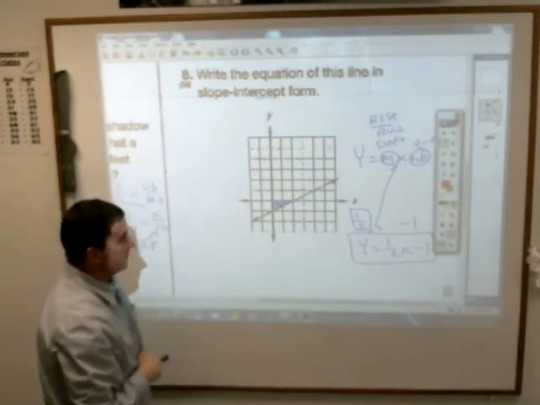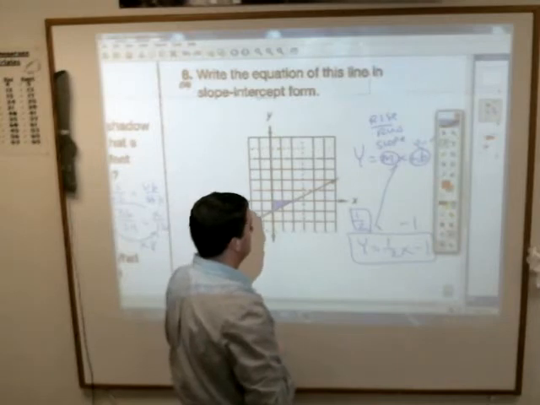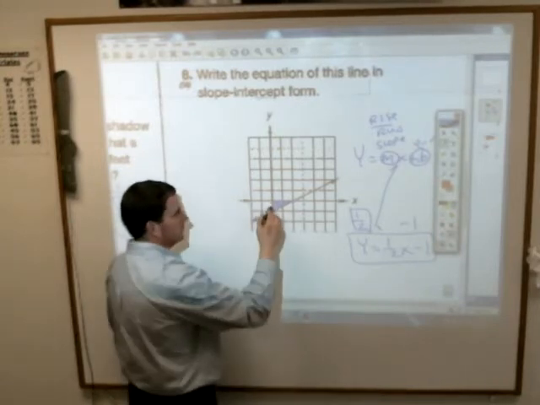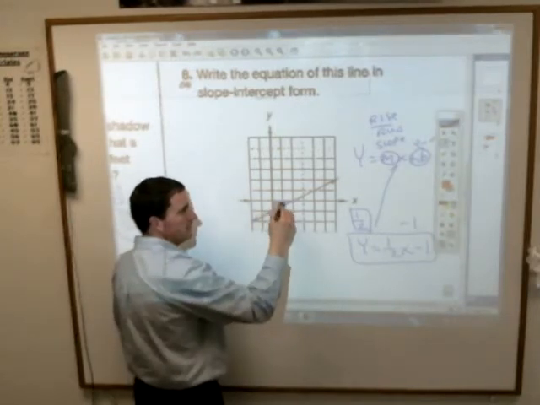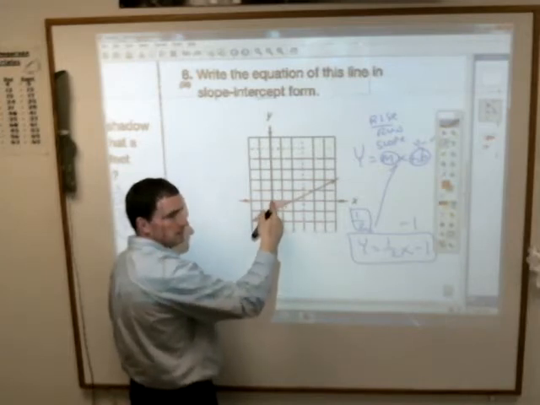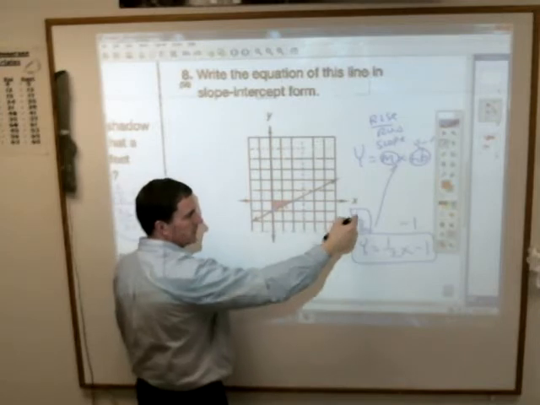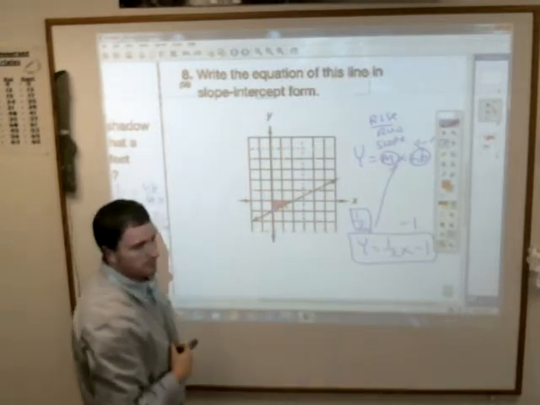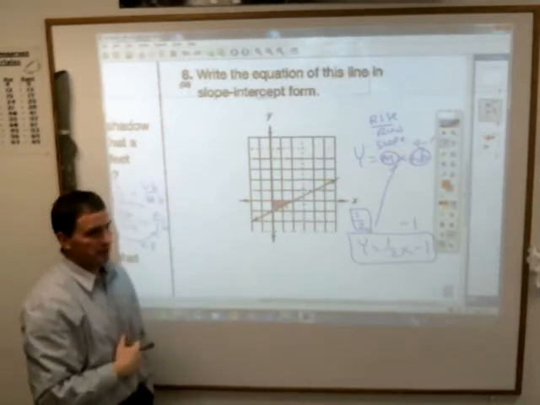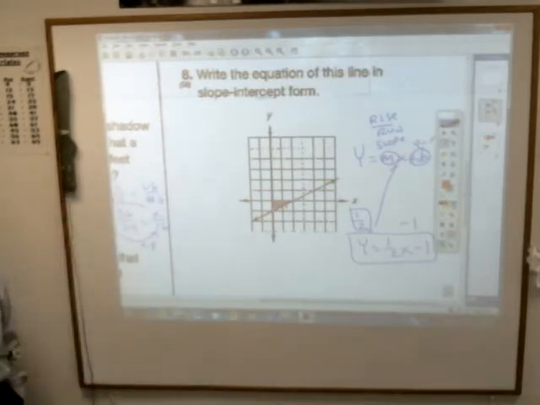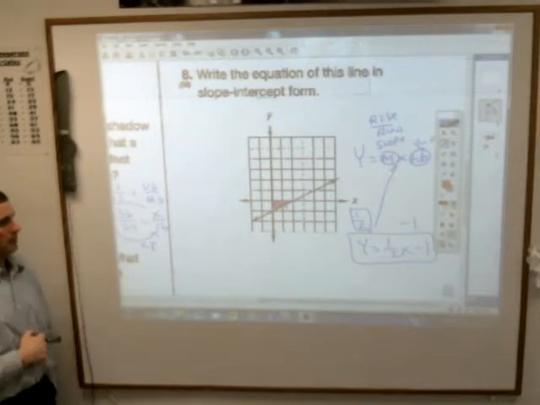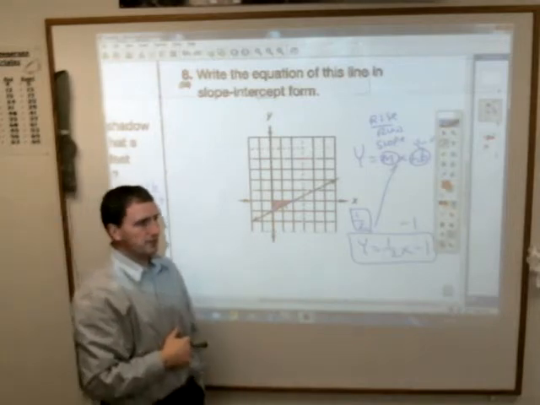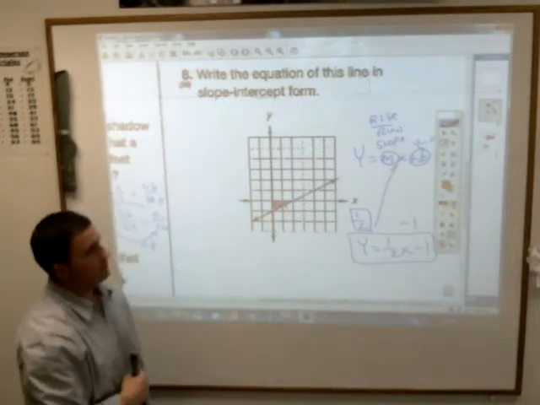Jackson? I don't understand how you got one. Well, Jackson, let's look at the triangle again here. How high is this triangle? 1 unit high. How wide is it? 2 units wide, 1 high, 2 wide. You make your triangle any size, it'll just come up that you'll have to reduce that fraction in the end.